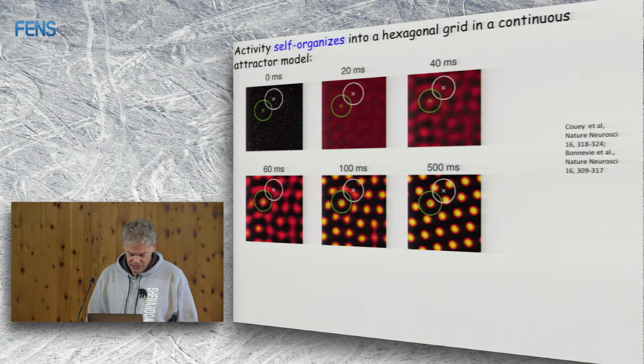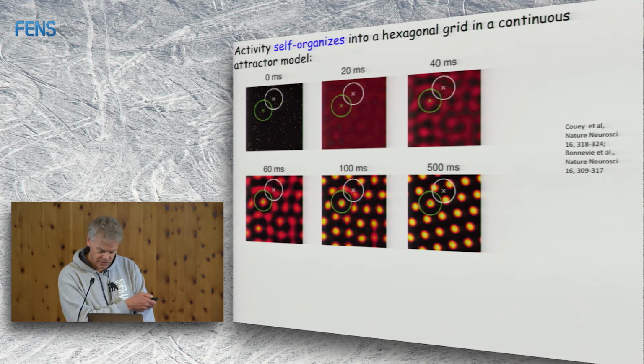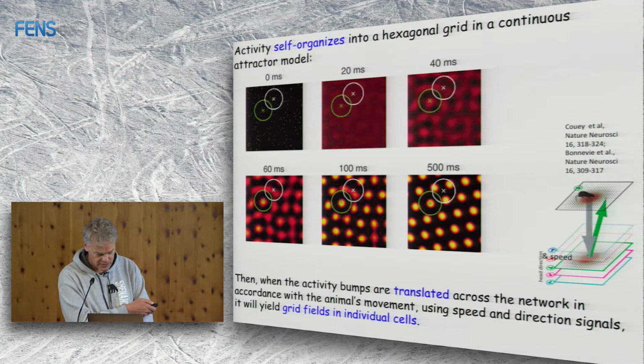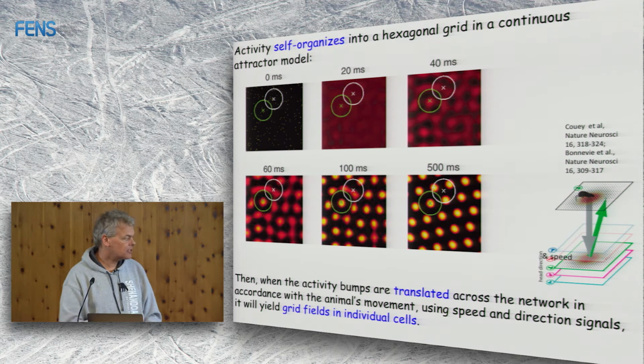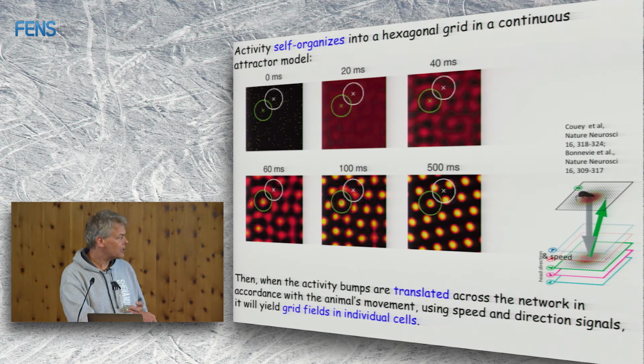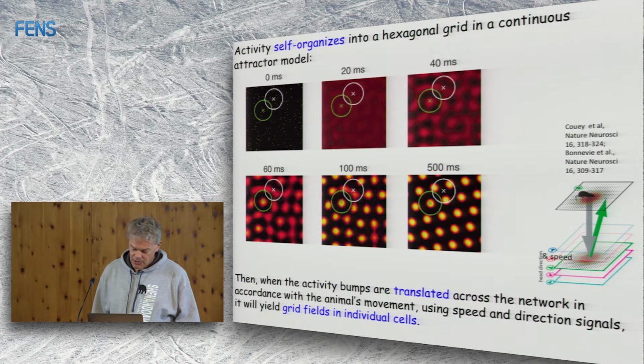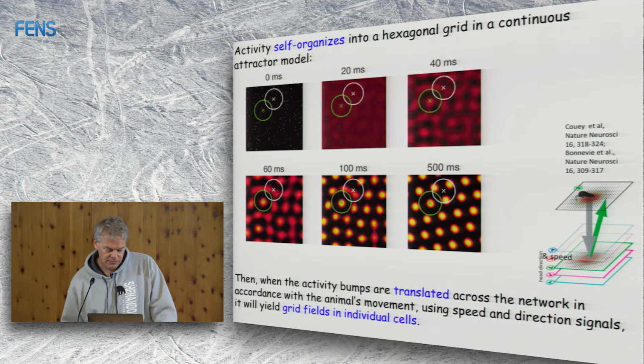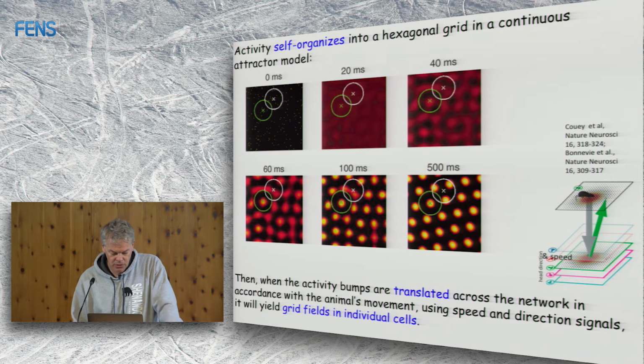So this just shows that you can actually get such a pattern by simulation, so I don't want to spend time on that. But again, the point is that even here you can do the same, namely you introduce information about the animal's speed and direction, and then you can actually move the bumps of activity around in the network in accordance with the animal's position in the environment.